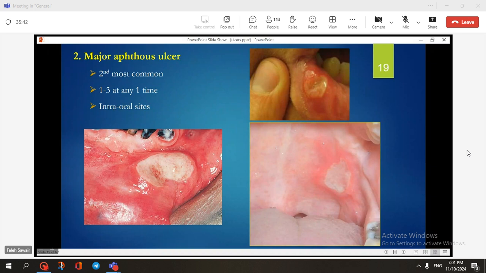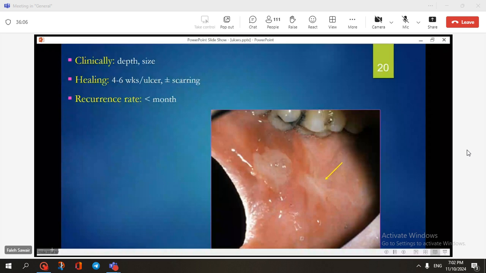The major aphthous ulcers present more symptoms, need a longer time to heal, and are followed by scarring. So you can see scarring at the site of healing of the ulcer, as you can see in this patient, scarring from a previous ulcer.